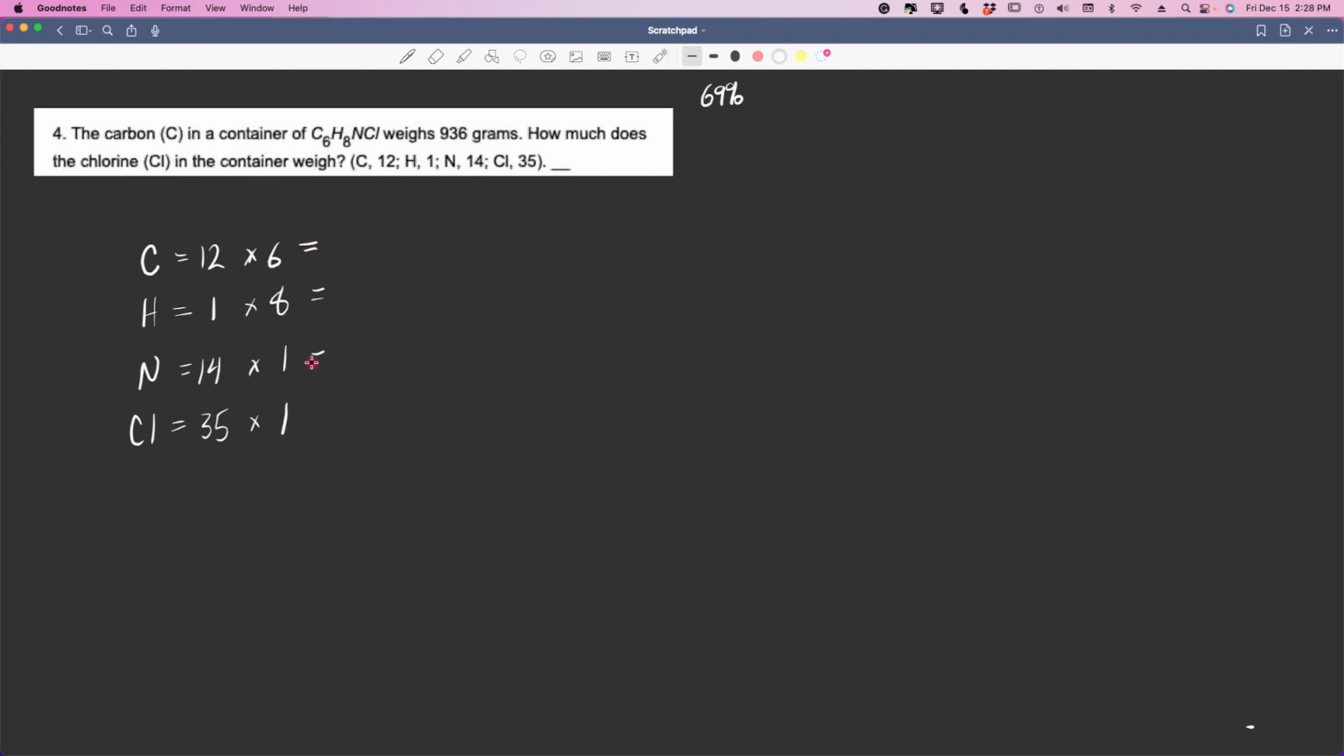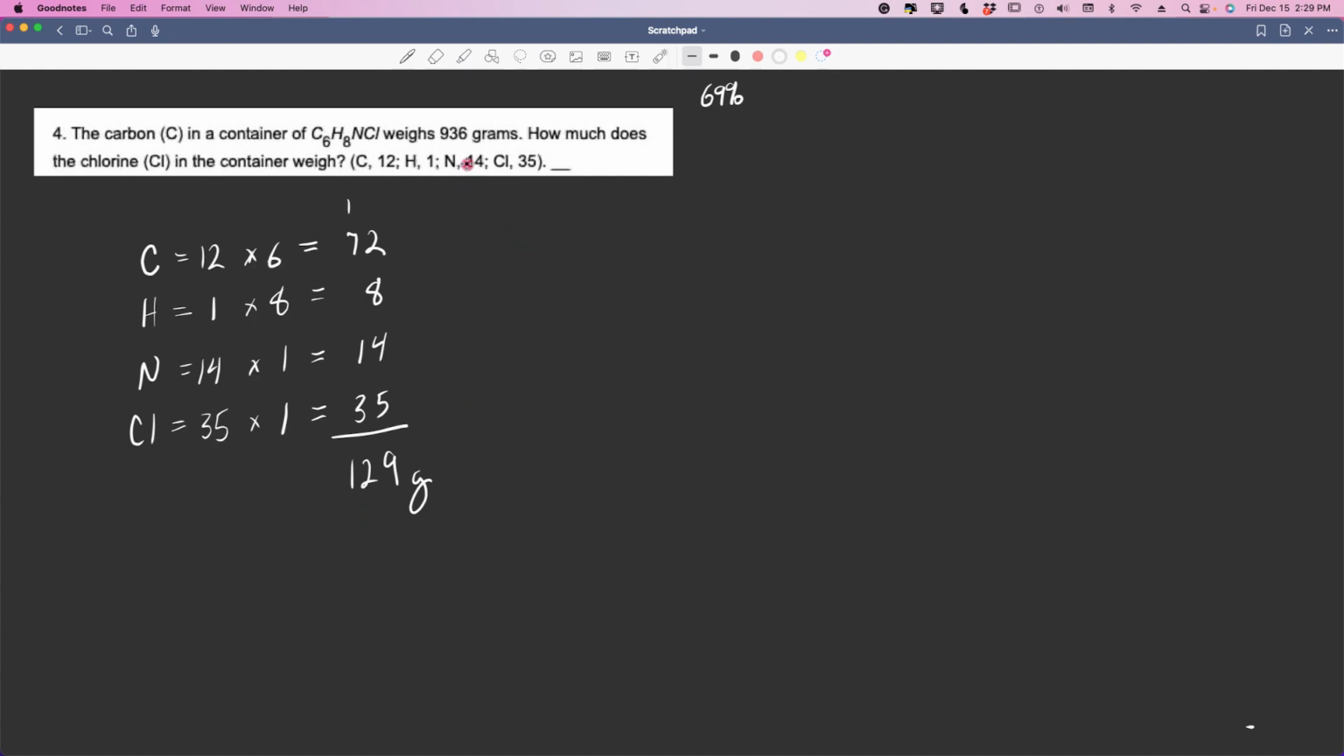So this is going to be our weight here. 12 times 6, that's 72. 1 times 8 is 8. That's 14, and this is 35. All right, so we have got to add these together to get our total weight of the solution. So that's 10, 14, 19, carry 1, 8, 9, 12. 129 grams in one unit of this solution. That's how much it weighs.